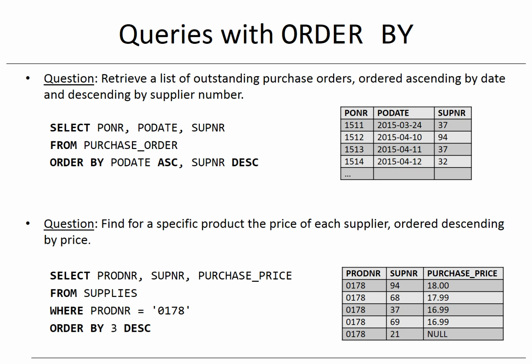The first query retrieves a list of outstanding purchase orders ordered ascending by date and descending by supplier number. The second query selects the product number, supplier number, and purchase price of all supply tuples where the product number is 178. The result is sorted by purchase price in a descending mode. Note that in this implementation, the null values appear last.